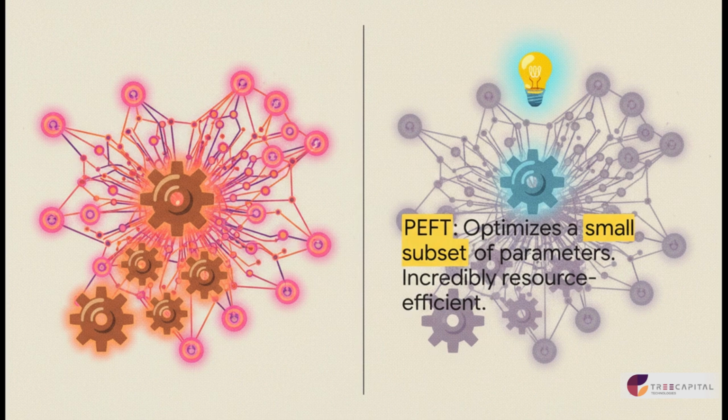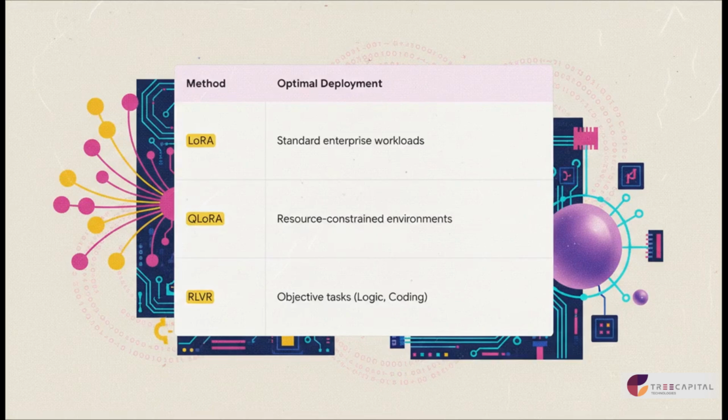Instead of changing everything, you're just making small, surgical adjustments. It's way more efficient. And this is where things get really cool. Anven supports some really advanced PEFT methods. LoRA is your go-to for most standard jobs. RLVR is a specialist for things like math and code. But QLoRA? Oh, QLoRA is an absolute game changer.